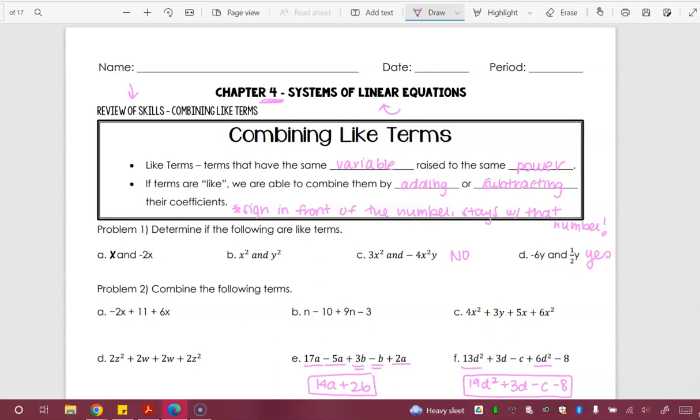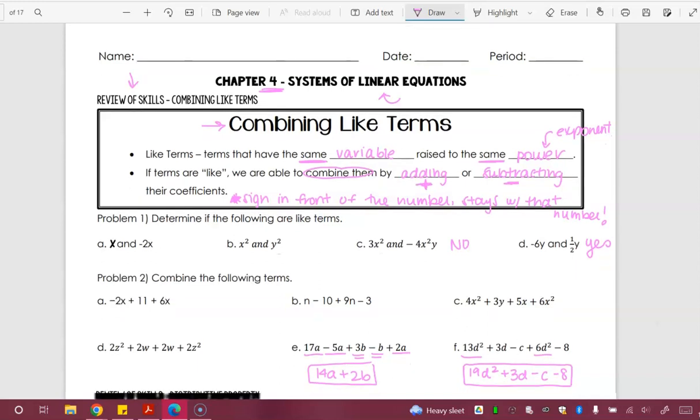So this first topic that we are going to review is combining like terms, and you've heard me say this a million times. Like terms are terms that have the same variable and they have the same power. Remember, power is another word for exponent. So we need to make sure we're looking at the same variables and the same exponents. And then if we've got like terms, then we're able to combine them using addition or subtraction. And we want to make a note here that the sign in front of the number stays with that number. So that sign is going to tell us whether we add the two terms or we subtract the two terms.